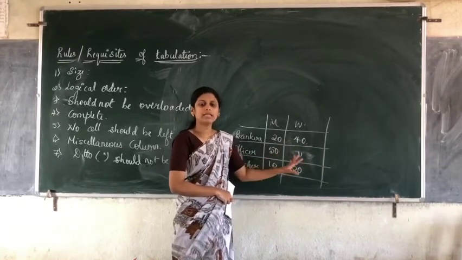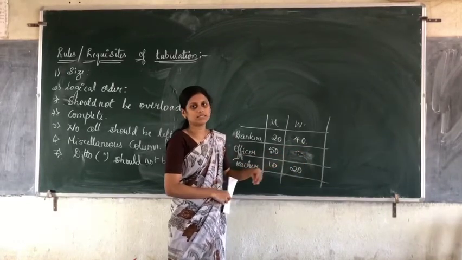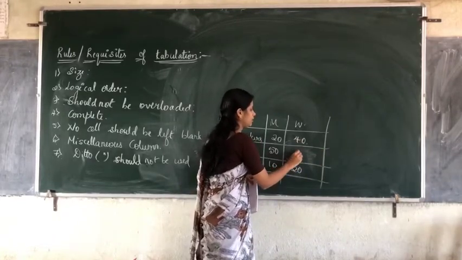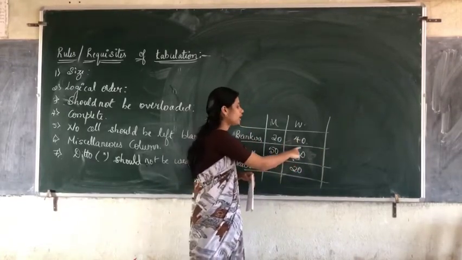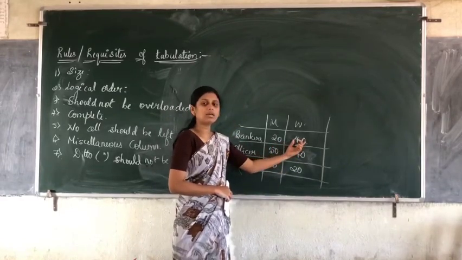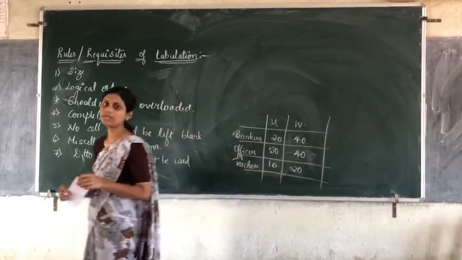That's why whenever a similar value comes, you should never use ditto signs. You should write the values only. For example, if 40, then 40 only you should write. You should not write ditto, because it may create confusion regarding whether the column value is repeated or the row value is repeated. So the ditto sign should not be used.